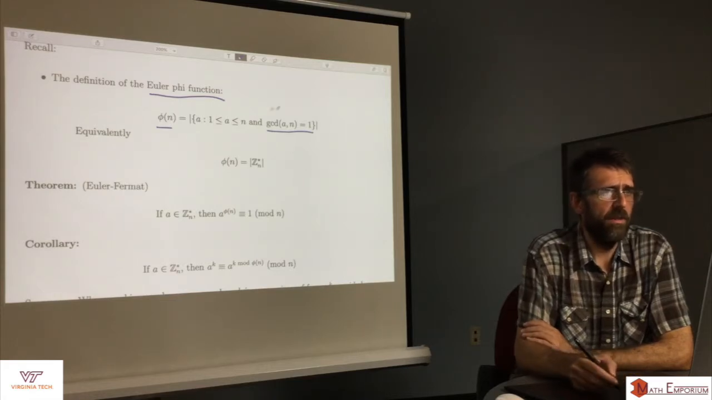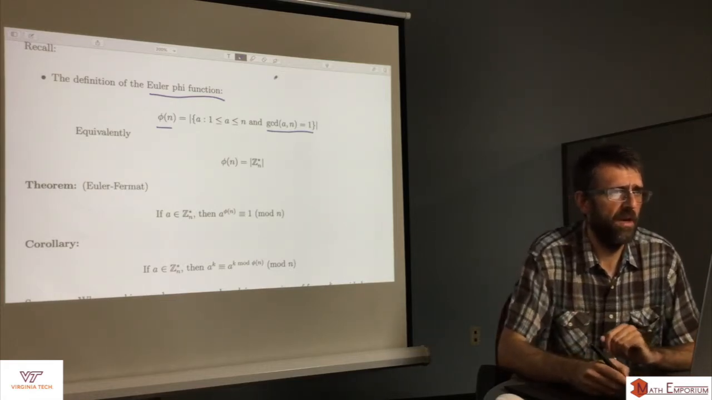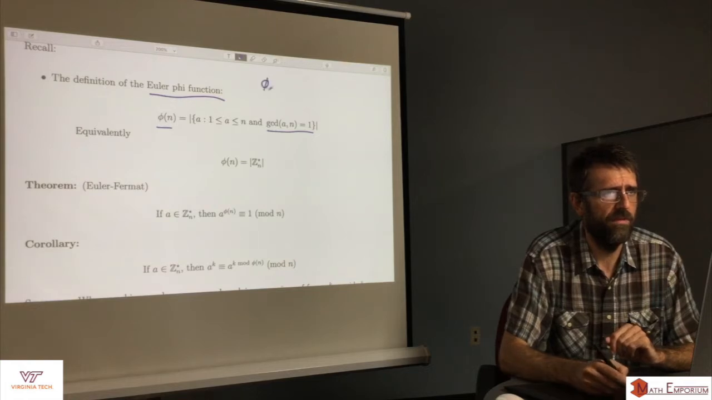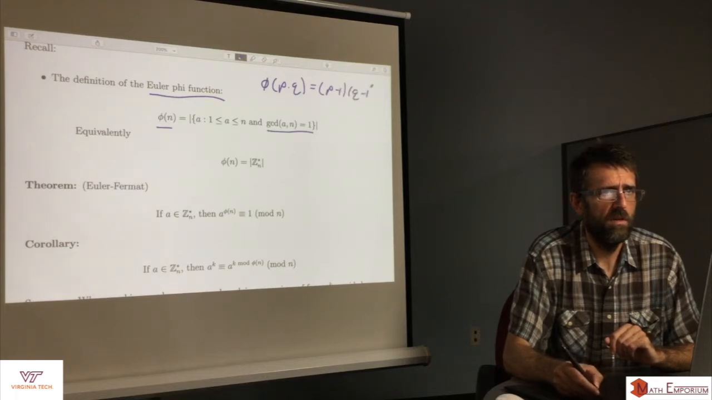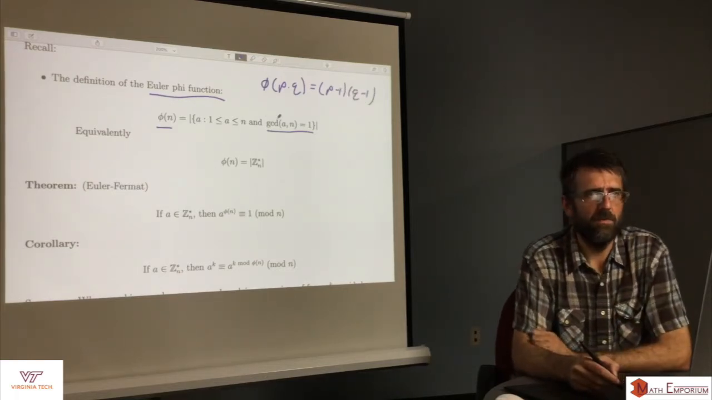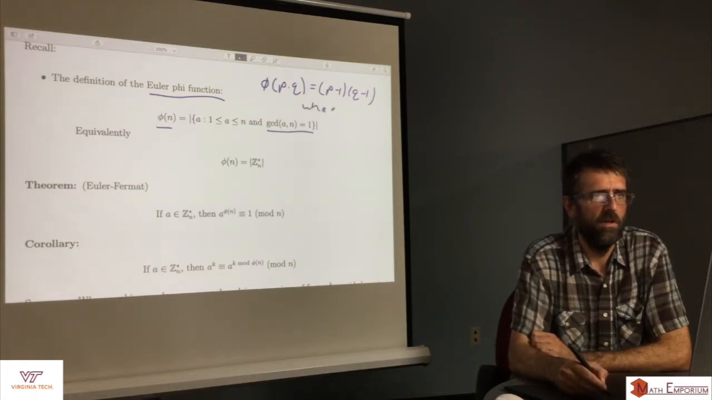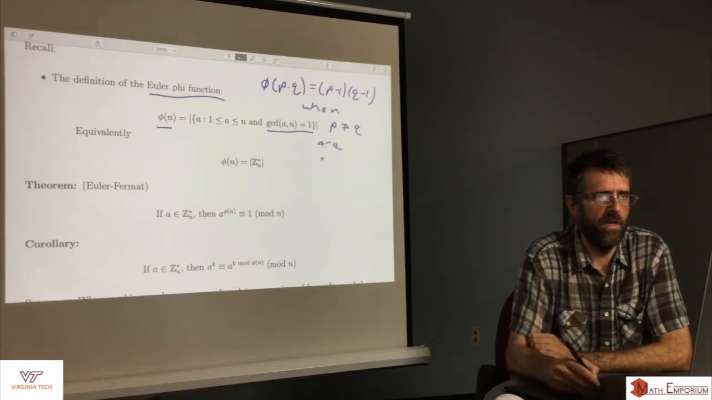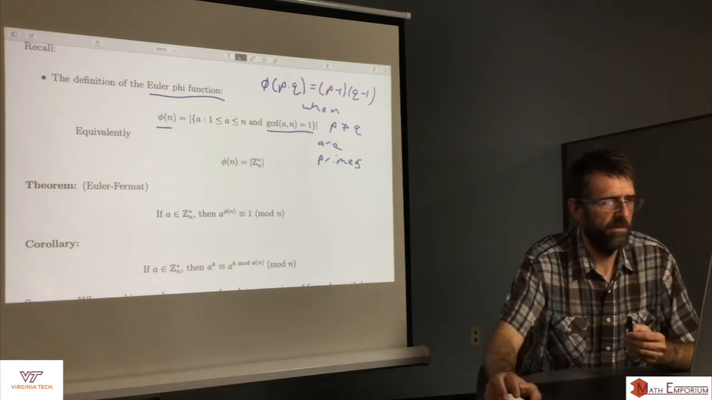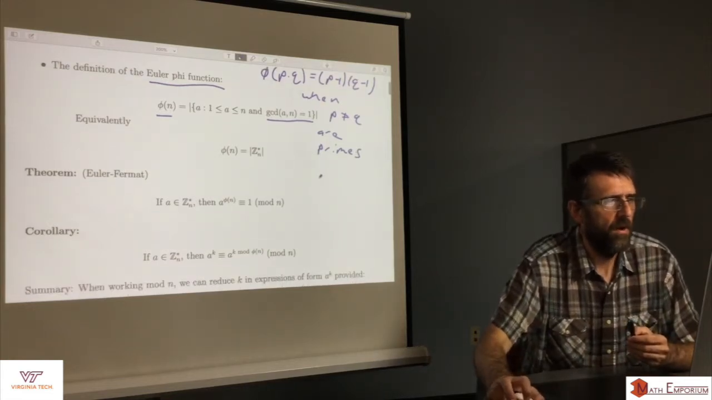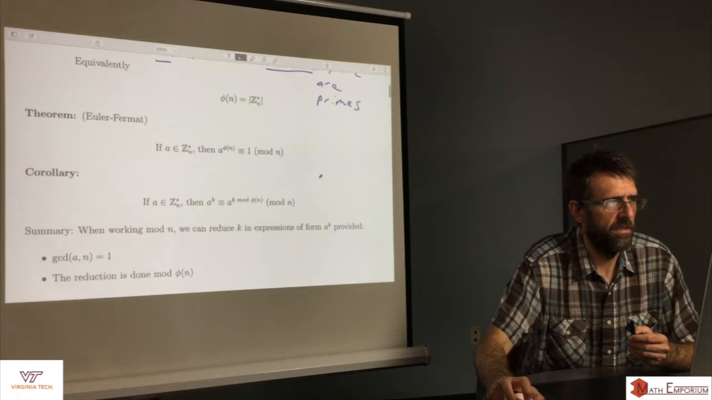All right, and so also remember a particular case of calculating the Euler phi function that will be important for us is that phi of p times q is going to be p minus 1 times q minus 1, when p is not equal to q, and each of those things are prime numbers.